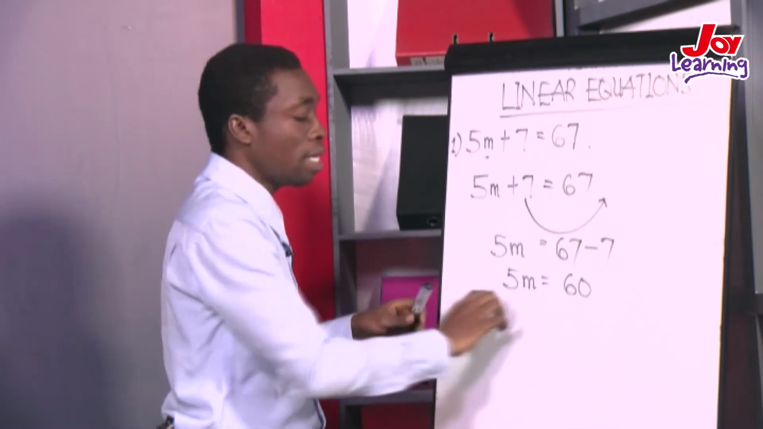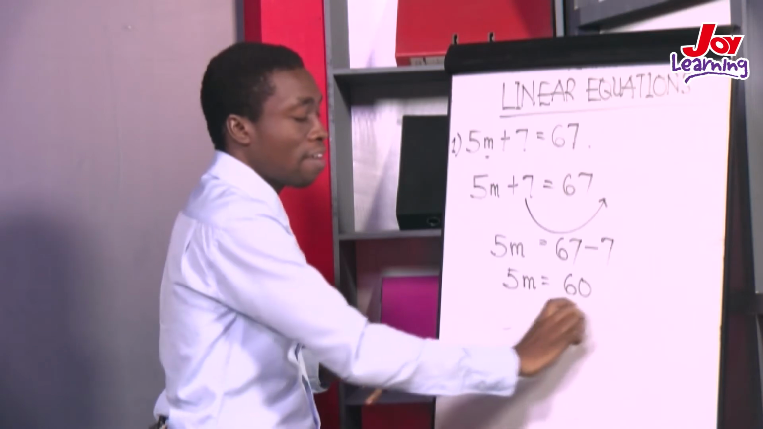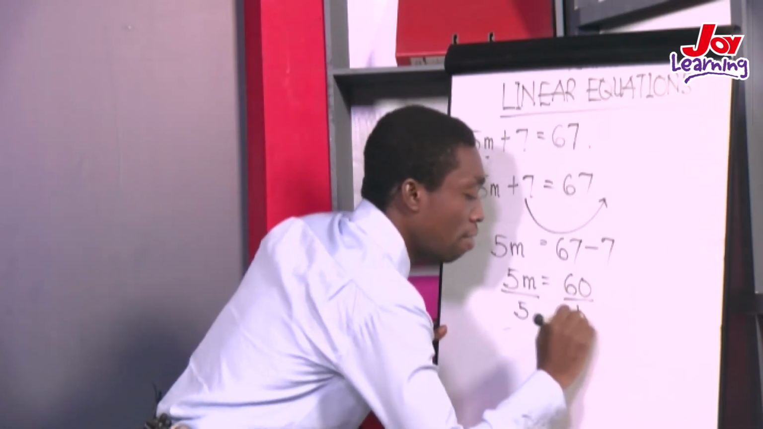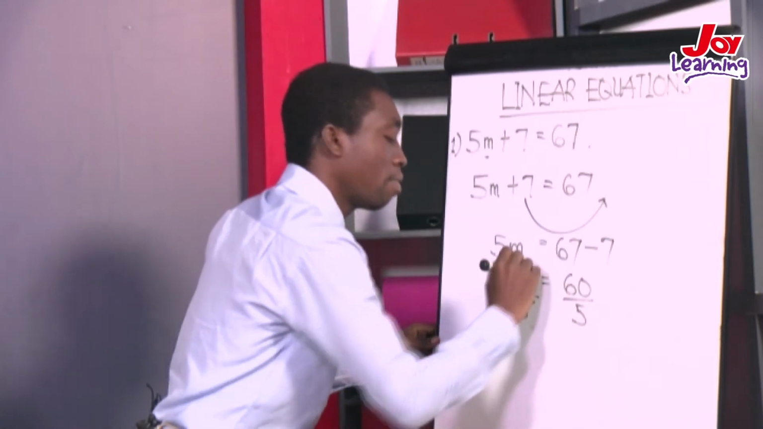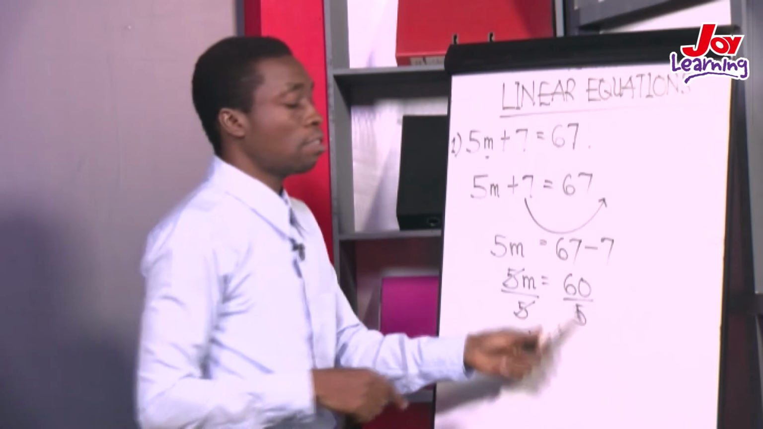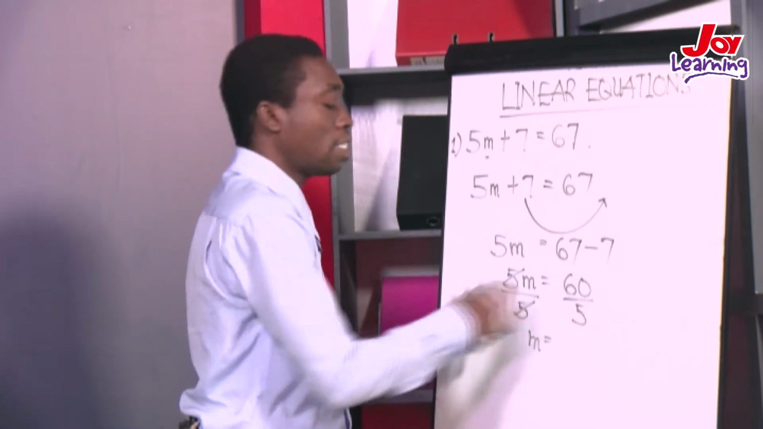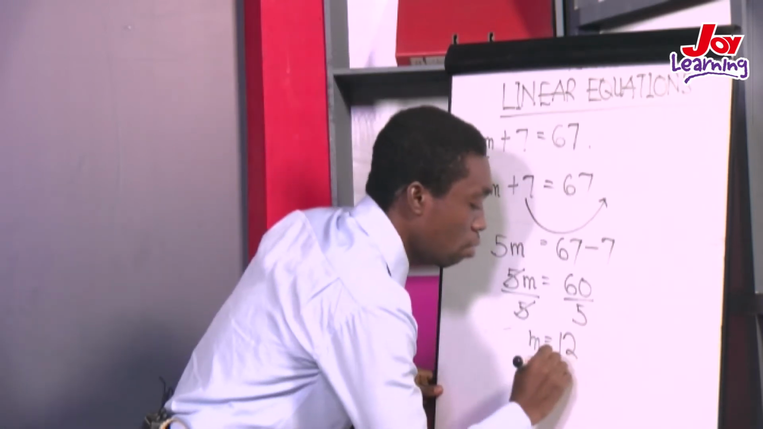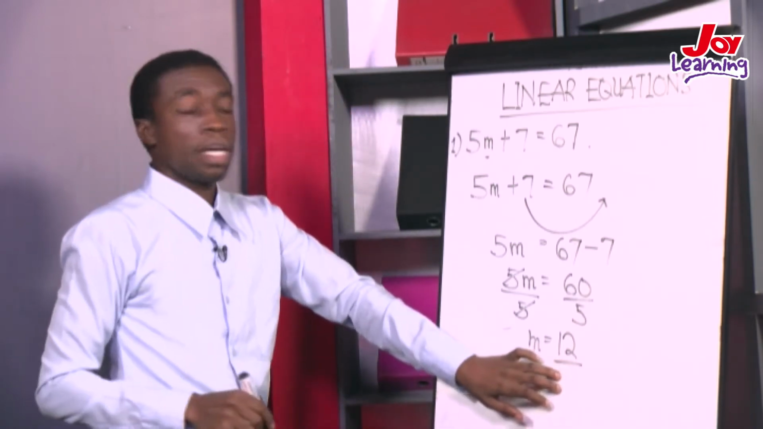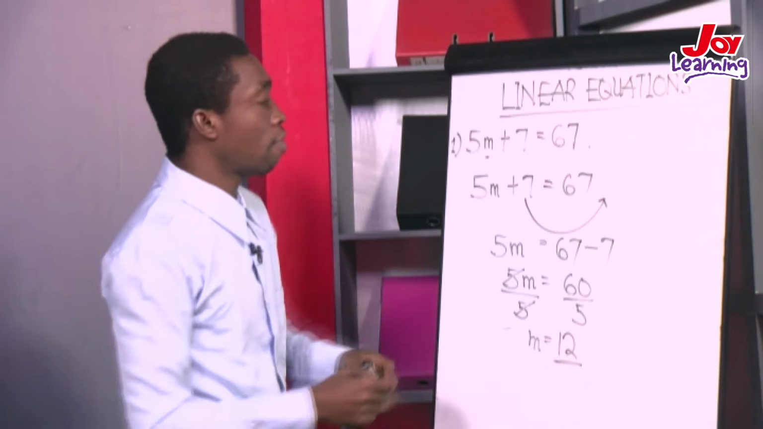The only way we can do that is to divide both sides by 5. In so doing, the 5 will cancel out the 5, and we have the value of m over here. We have 5 over here, then 5 over here, and this will cancel out this. We have m equal to 60 over 5. We look for a way to divide this, and 5 into 60, we get our final answer to be 12. So our value for m is 12. That becomes our answer for the first question.